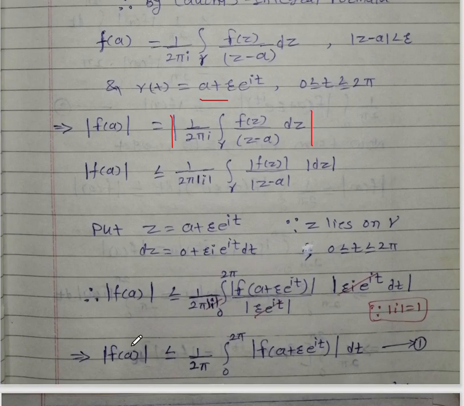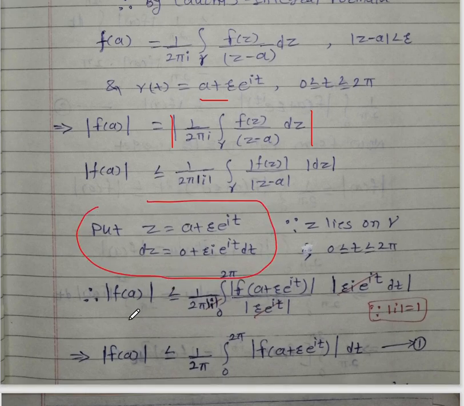To solve this integral, let us put z equal to a plus r e raised to power i t, because z lies on the curve gamma. Differentiating with respect to t, dz equals 0 plus r times the derivative of e raised to power i t, that is r i e raised to power i t dt, where t lies between 0 and 2 pi. So put this in the above equation.